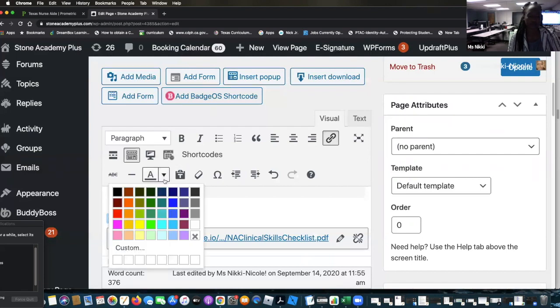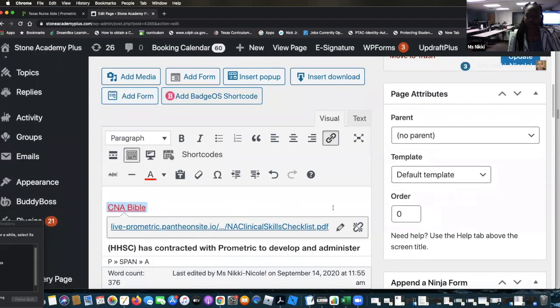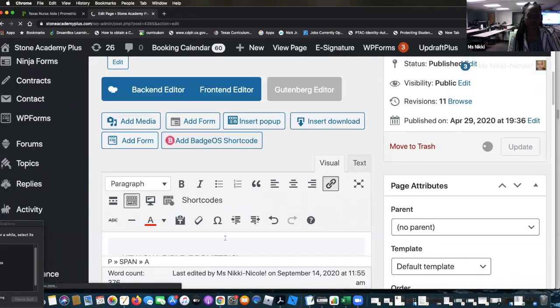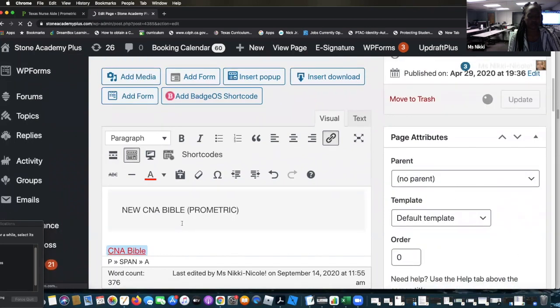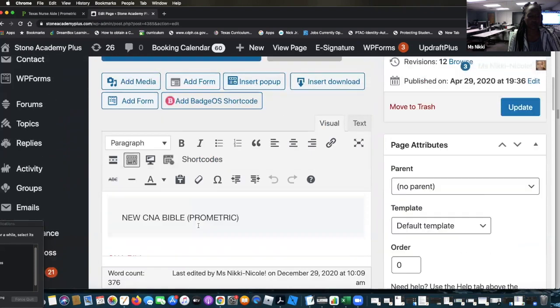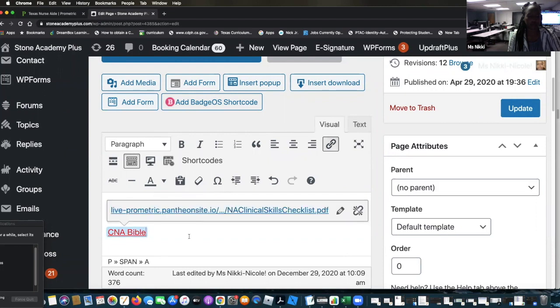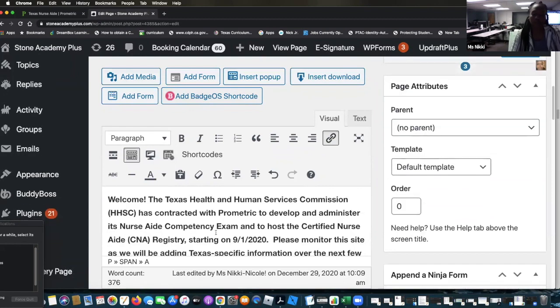So what I did was I titled it CNA Bible and I've made it red. Okay, so when you go to it, let me go ahead and update before I forget. And here is the link. And so it won't confuse you as well, I'm going to take that block quote out.